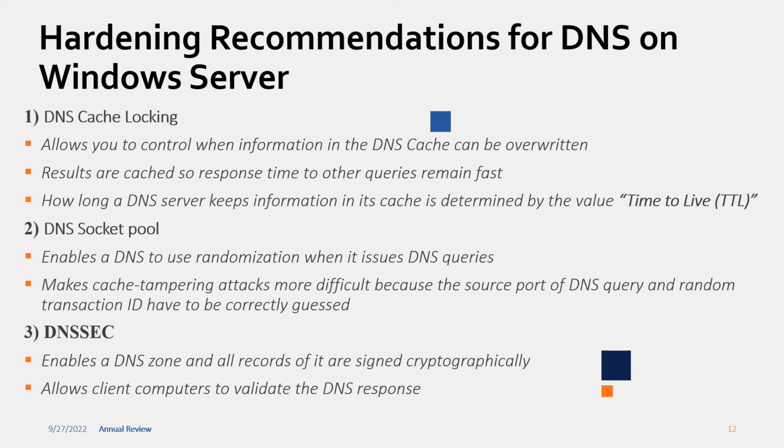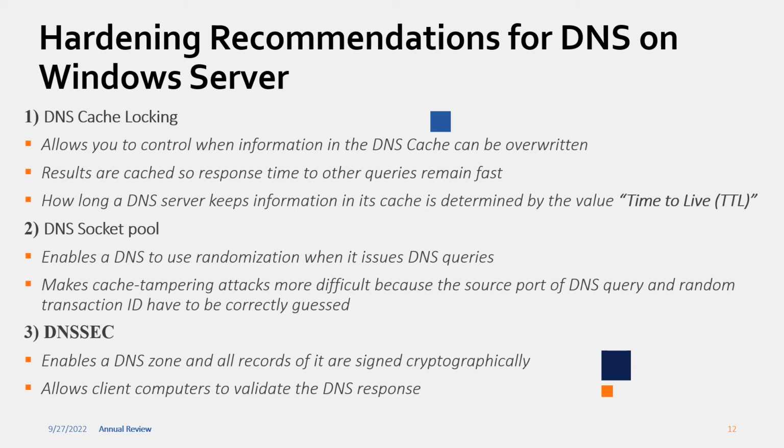Once the results are cached, response time to other queries can remain fast and thus not create so many redundant queries. How long a DNS server keeps this information in the cache is determined by the value that we know as time to live. So whenever we're going through a server or a command line, we can usually find this quality when we're pinging or using an ICMP to determine the qualities of certain packets. So make sure to keep that in mind.